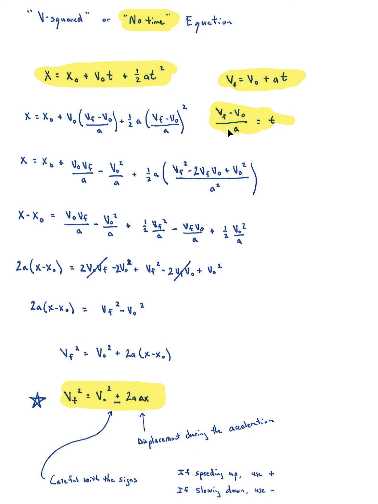I then am going to take this value for time, and I'm going to substitute it into the time here and the t squared there. So I'm going to take vf minus v naught over a. I'm going to put it in for t. I'm going to put it in for t squared.